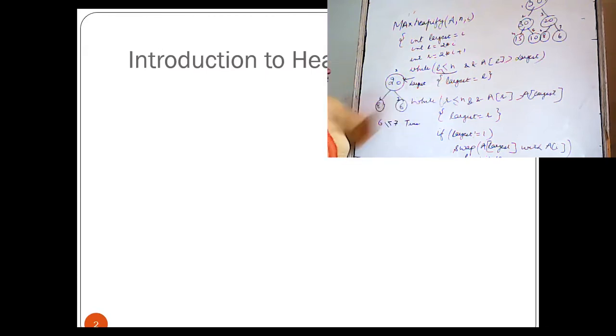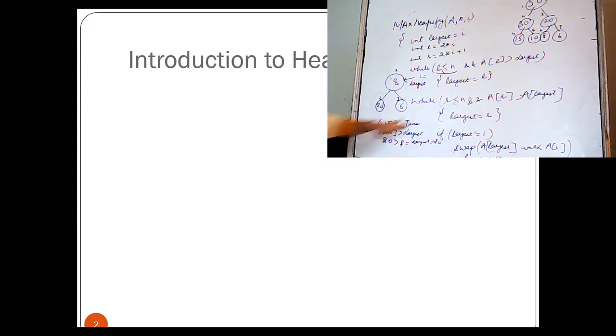And A of L, that is A of 6, is greater than largest. Supposingly the tree is like this: 8, 20, and 6. Initially store I as largest, that is 8. Now A6 is greater than largest, 20 is greater than 8, yes, then largest is equal to L. Largest would be equal to 20.